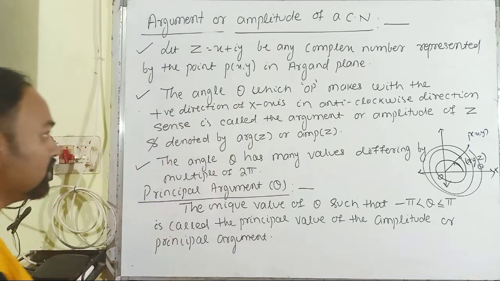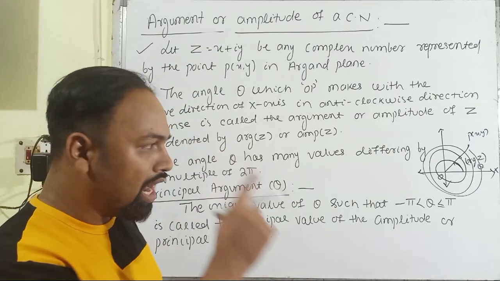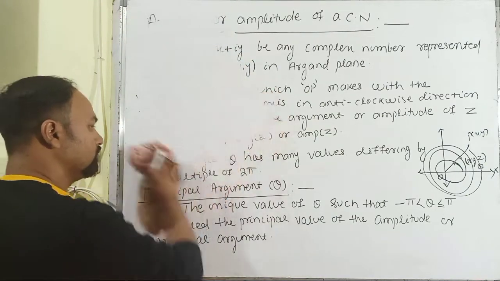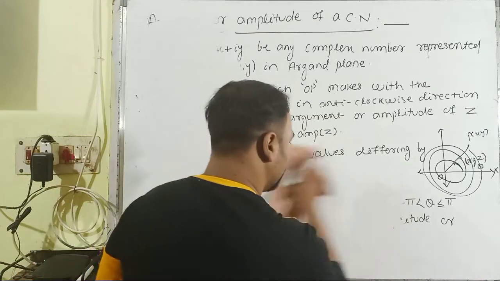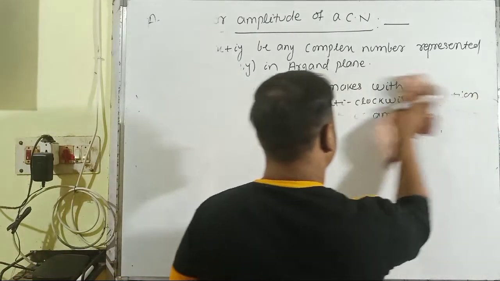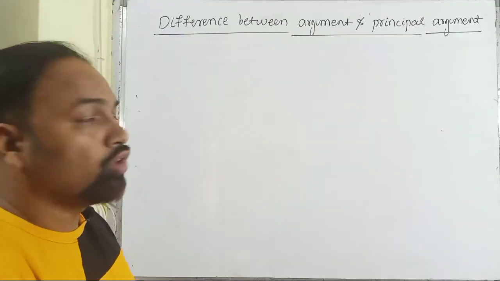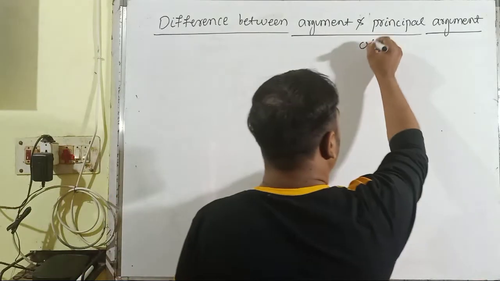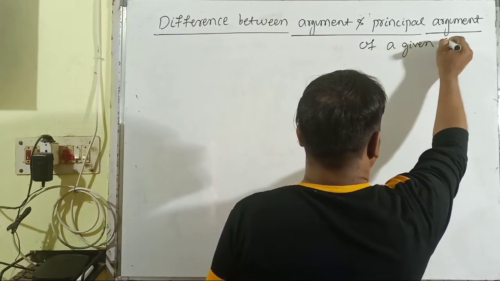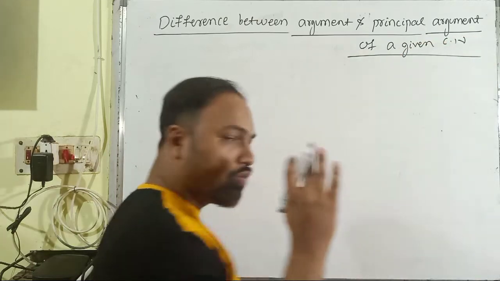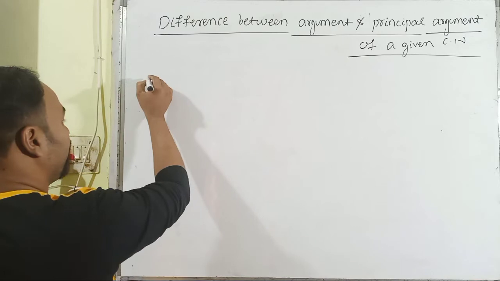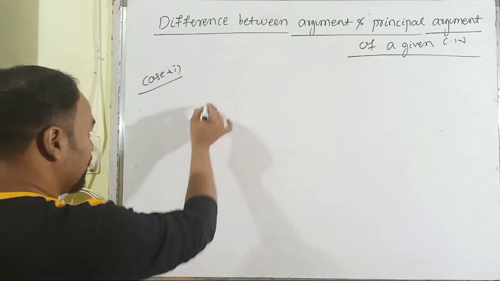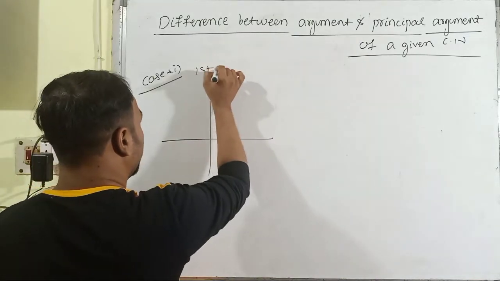So let us see the difference between argument and principal argument in different quadrants. Let us discuss the difference between the argument and principal argument of a given complex number. It has 4 types, because we have 4 quadrants. So it is case number 1. Suppose we are considering the first quadrant. Here it is the first quadrant.